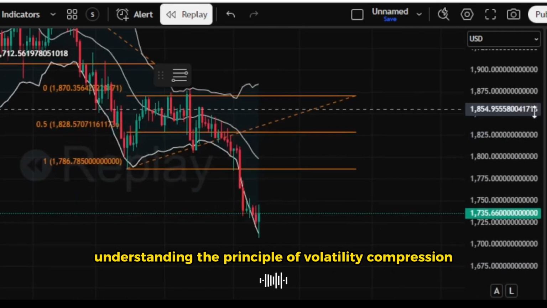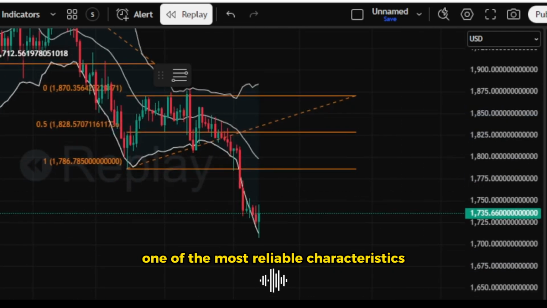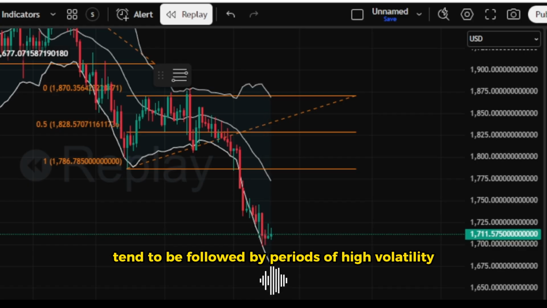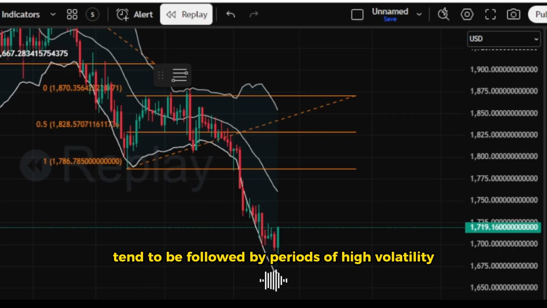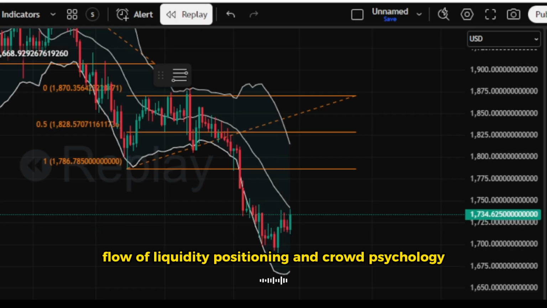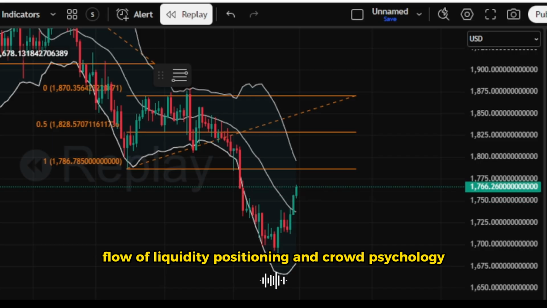Understanding the principle of volatility compression. One of the most reliable characteristics of financial markets is that periods of low volatility tend to be followed by periods of high volatility, and vice versa. This cyclical behavior reflects the ebb and flow of liquidity, positioning, and crowd psychology.